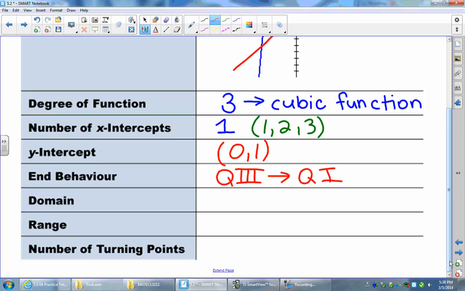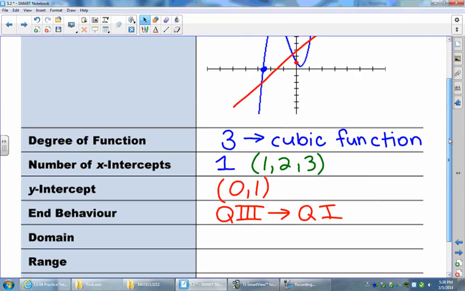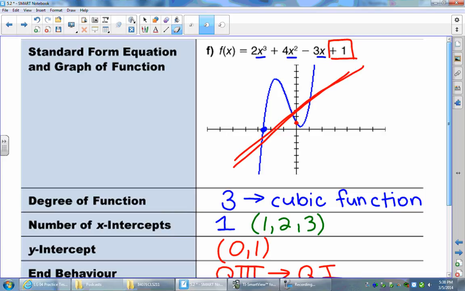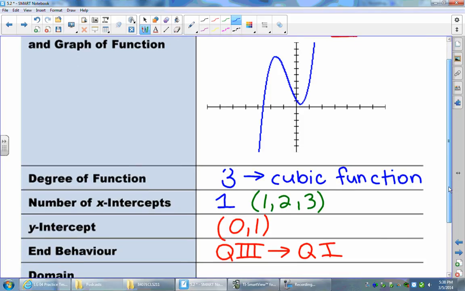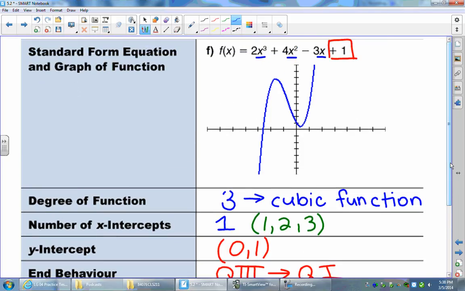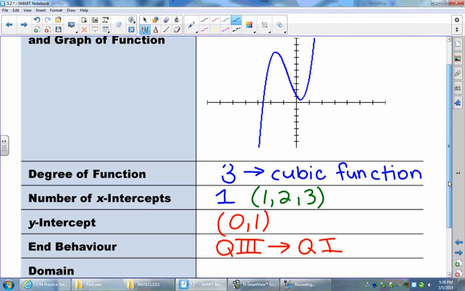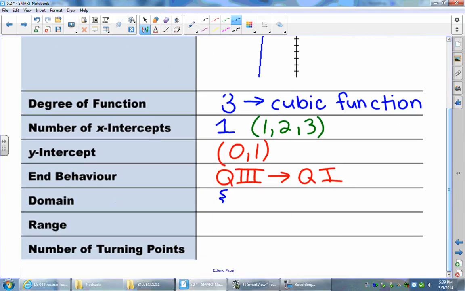The domain for our function, well, we have to look at our x values. I'm seeing that my graph is extending slowly outwards to the left, and it's also extending slowly outwards to the right, which means that my x is going to continue getting smaller as we move to the left and bigger as we move to the right, which means that I can have any x value. X is an element of the real number system. Any real number of x can be applied to our function.